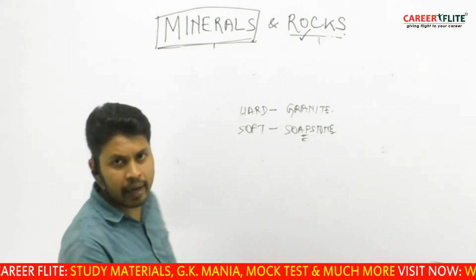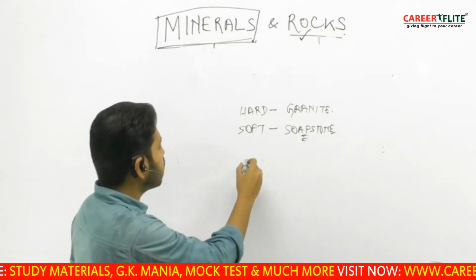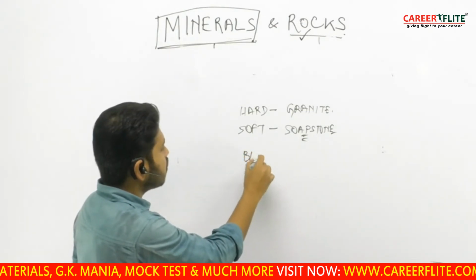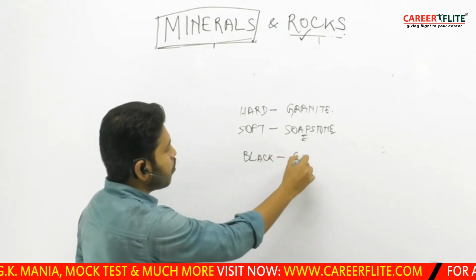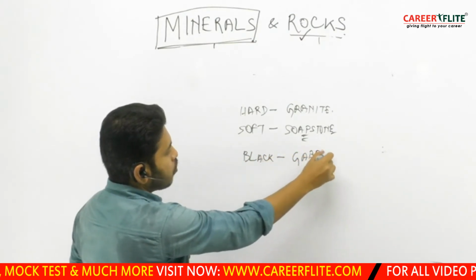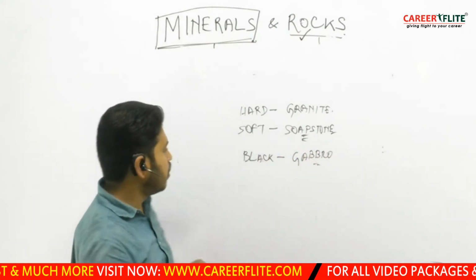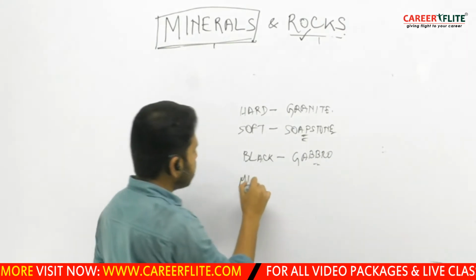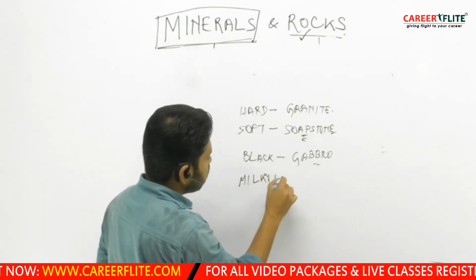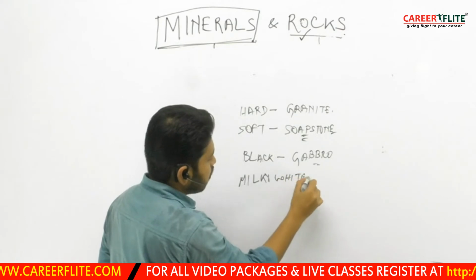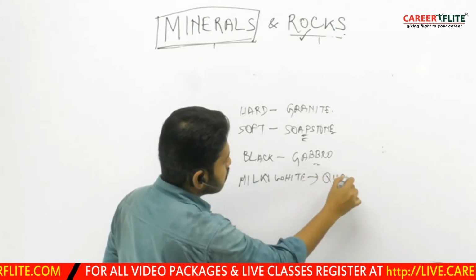Hard. Then again, according to color also, it can be different. It can be very black, dark. For example, gabbro. They are the rocks that are very dark, black in color. And again, it can be milky white, like quartzite rock.